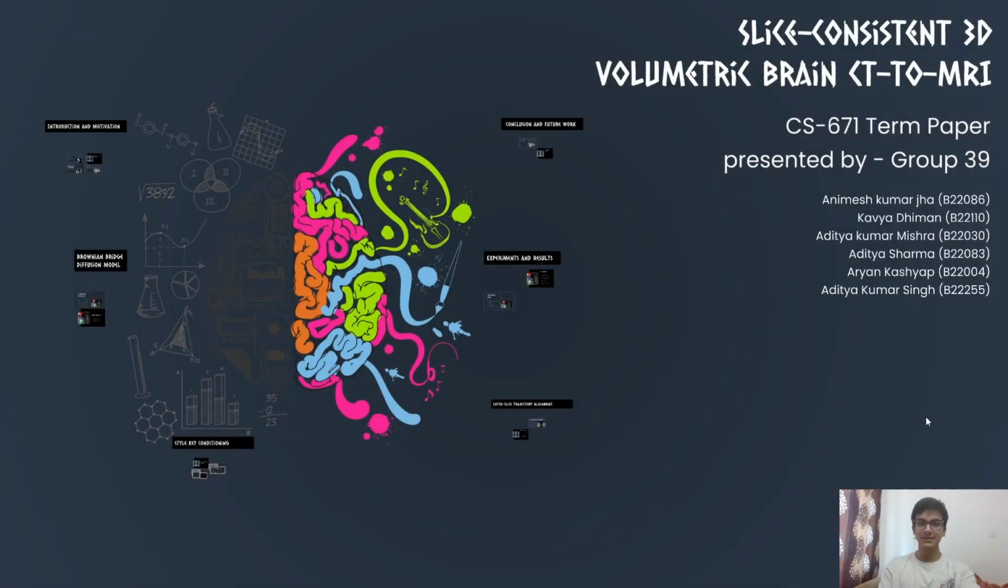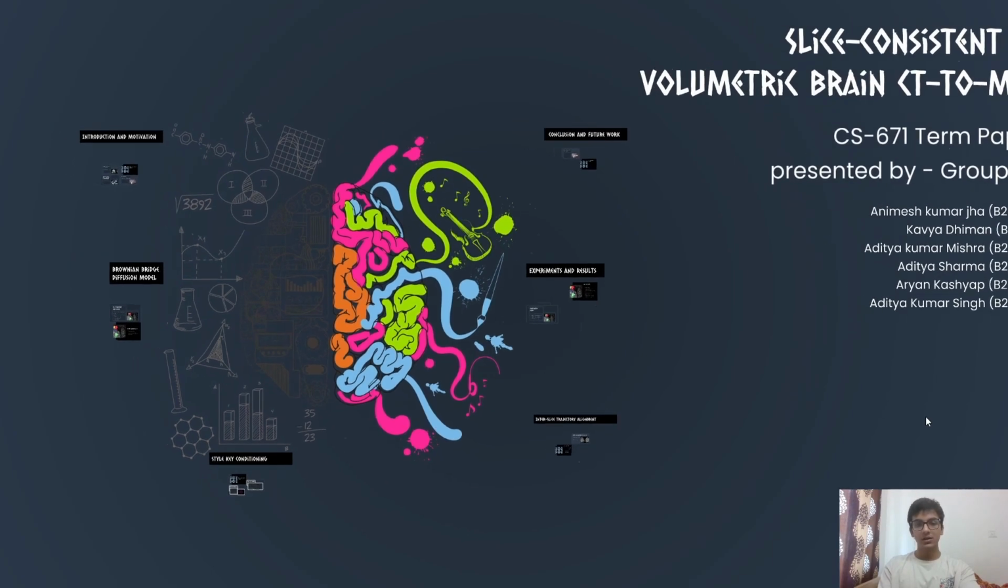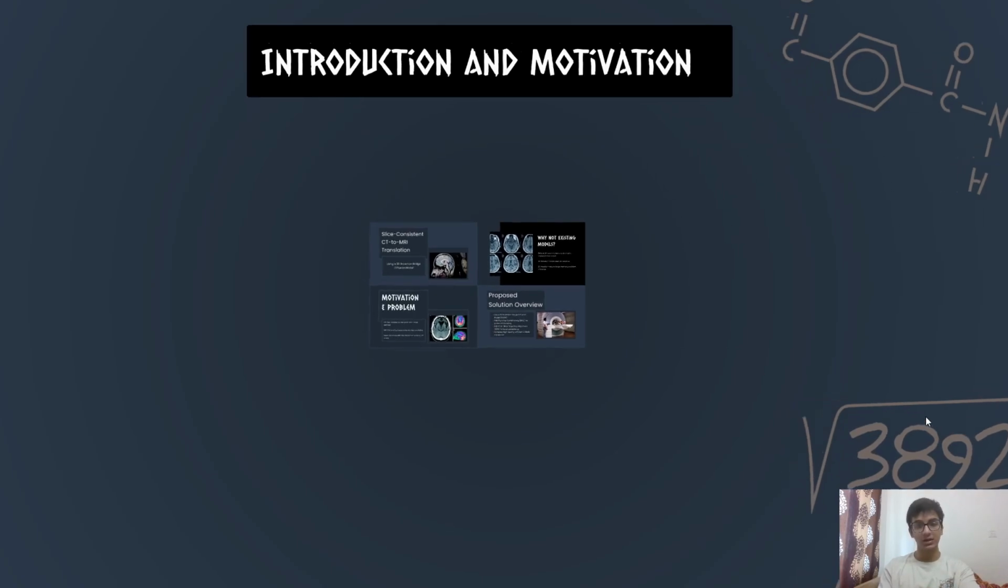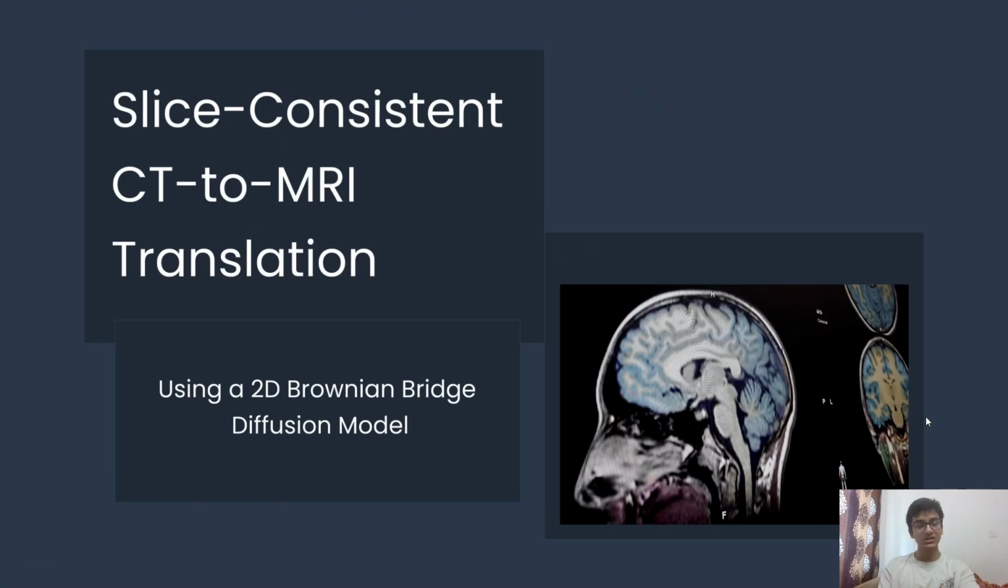So, hey everyone, this is Animesh, and today we're going to talk about a paper titled Slice Consistent 3D Volumetric Brain CT to MRI Translation with a 2D Brownian Bridge Diffusion Model. This paper explores a problem that lies at the intersection of medical imaging and deep learning, specifically how we can generate high quality MRI scans from CT scans using a new kind of diffusion model. And as you'll see, this is not just an academic challenge, but a potentially impactful solution for real world healthcare.